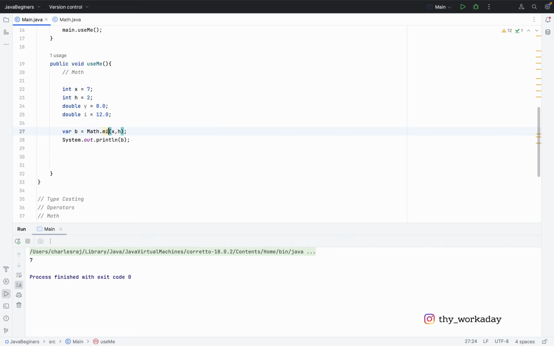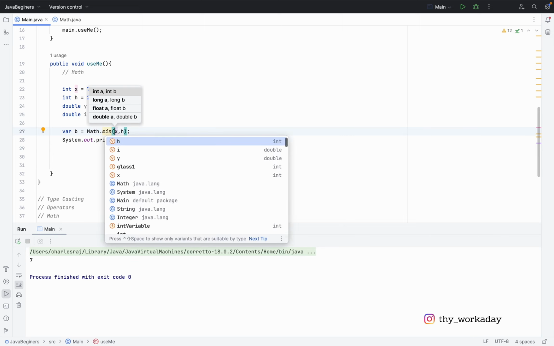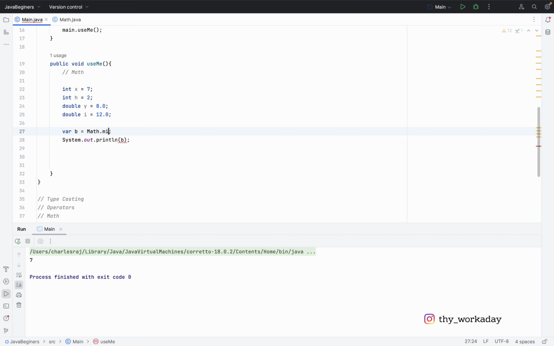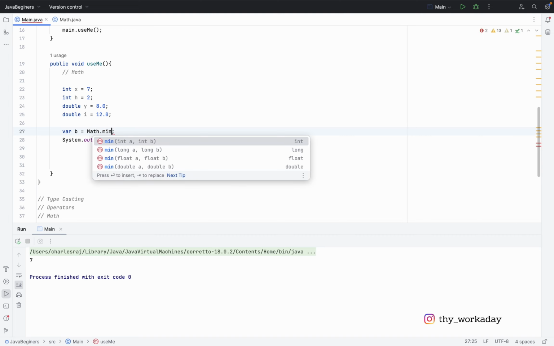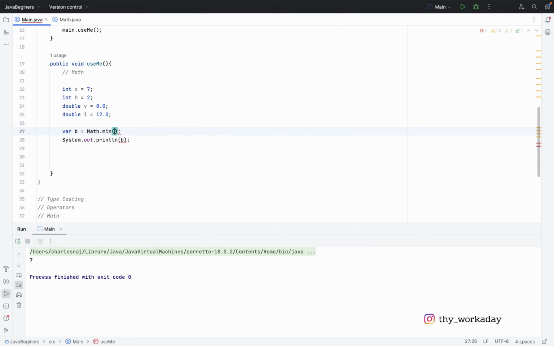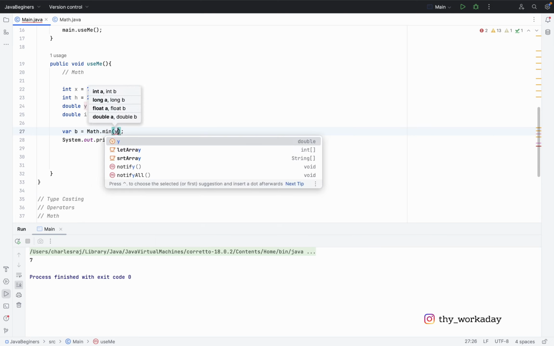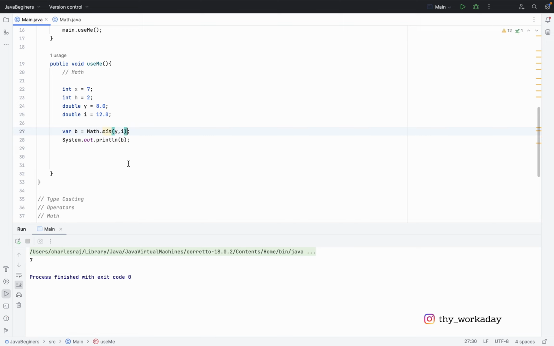You can see from here itself that you can use long, float or double, whatever you want. Now if you use double here, it will give you the minimum value of the two inputs. The minimum value is 8, since the total is greater than 8. So this is for Math.min and max.